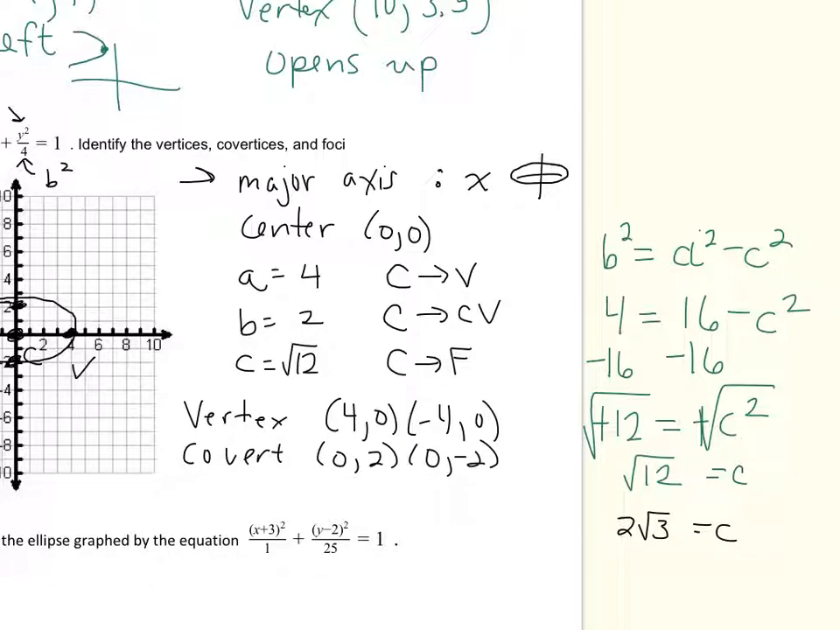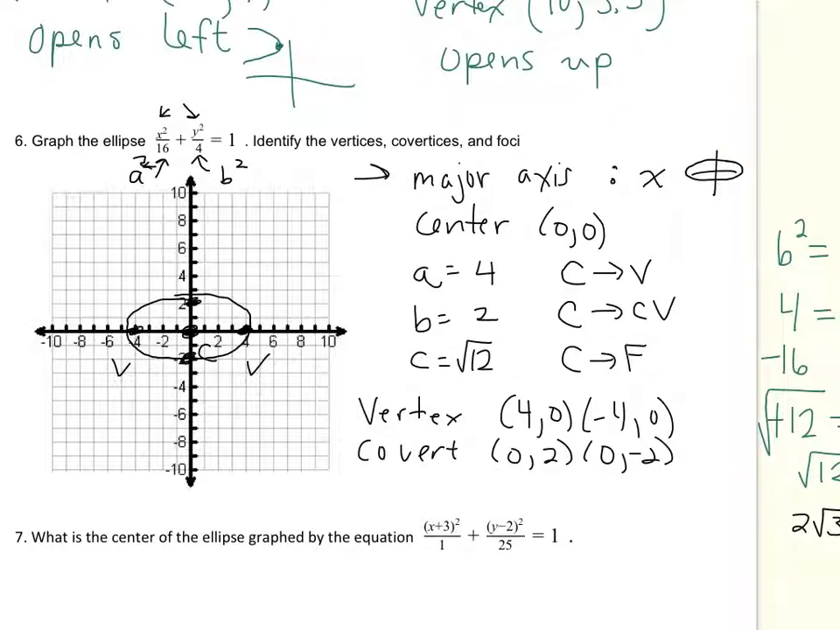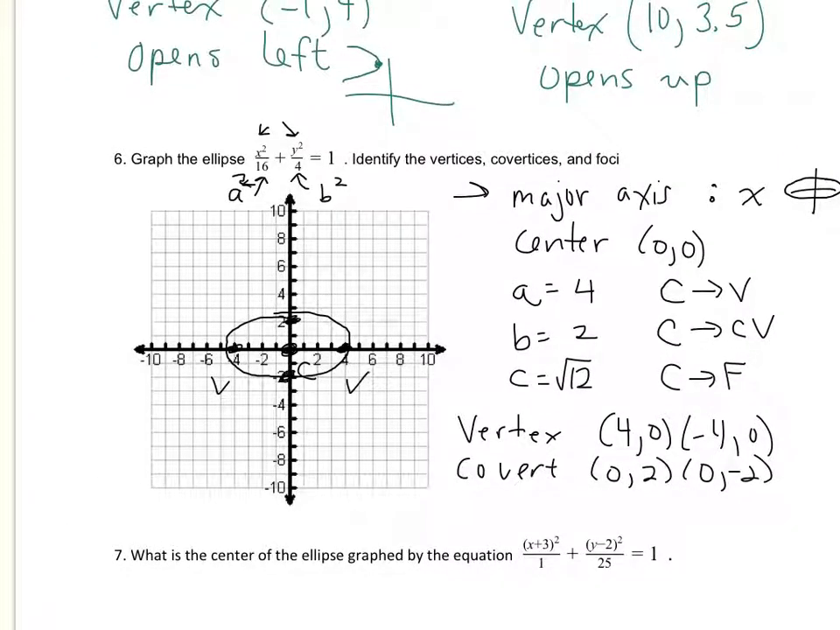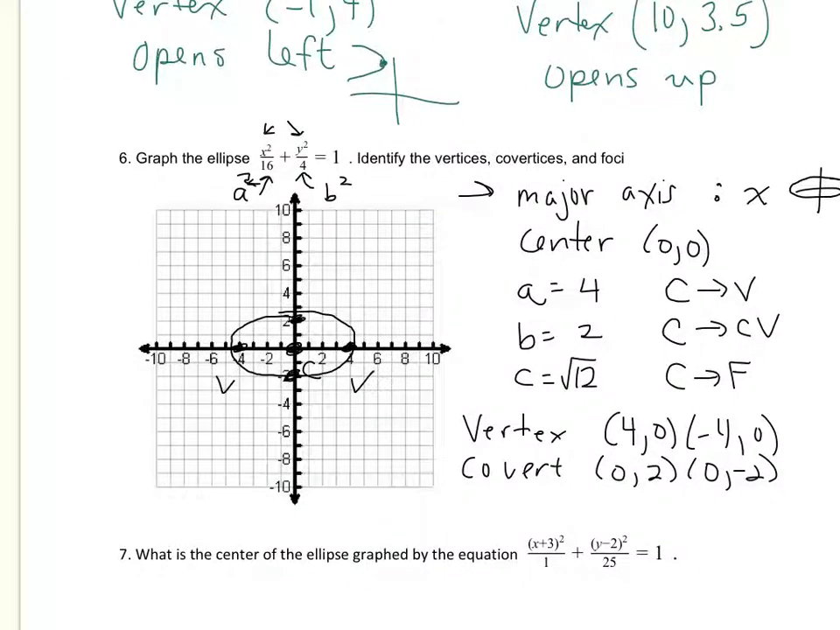So if I look at radical 12, which is a little less than 4, a little over 3, I'm going to have a focus somewhere over here and one over here. But our coordinates for those foci will just be radical 12, 0 and negative radical 12, 0, because again, they are on the x-axis, they're going left and right.